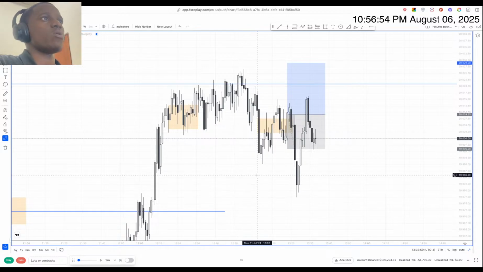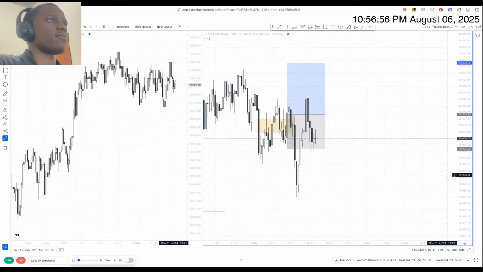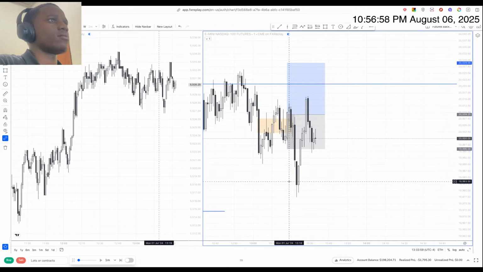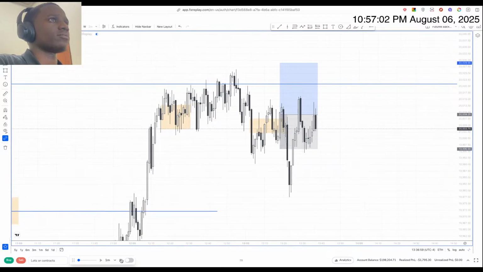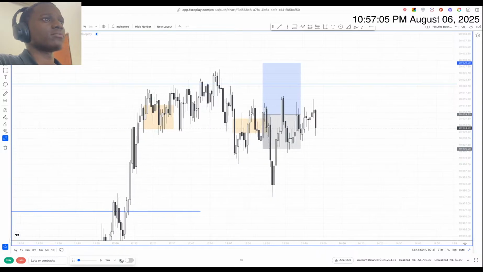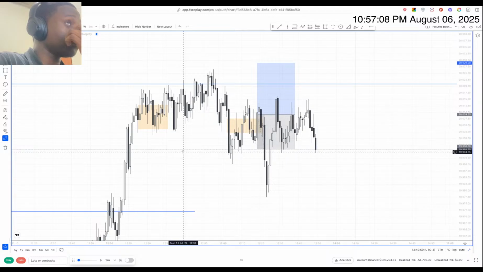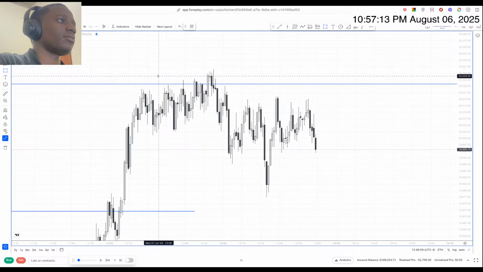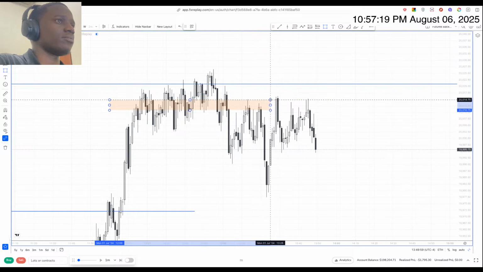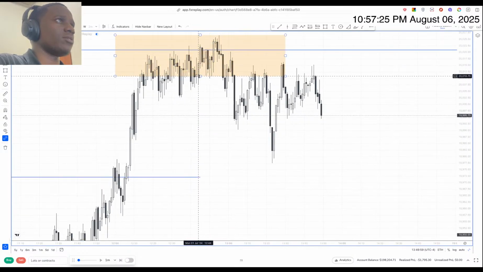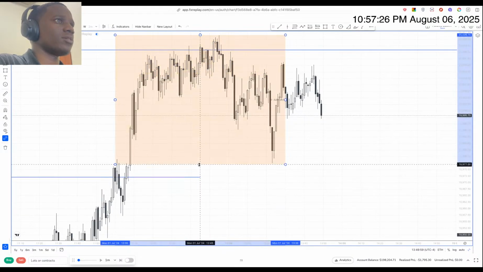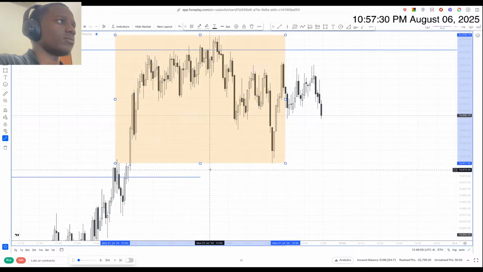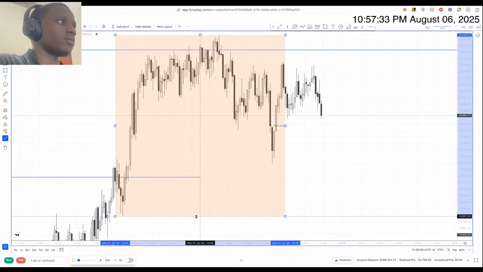So we didn't get any entries right there. Let's mark out the lunch range. Let's see if we find an entry there. The highest of this range is here, and the lowest is here. It's not the lowest. Lowest is here.